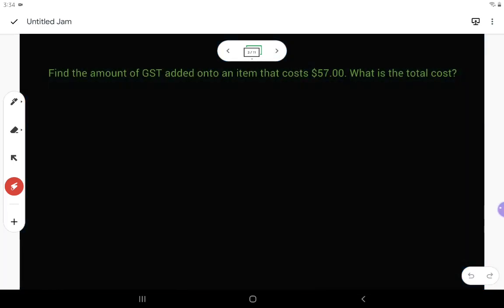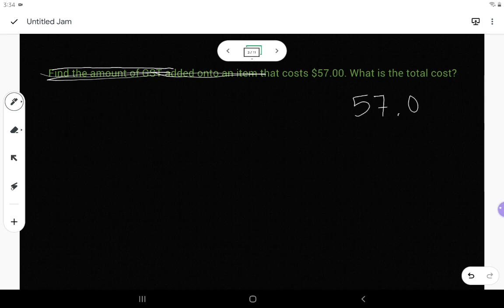Okay? Now, that's something to keep in mind. If I'm actually not asking you how much is the GST, so let's say I don't ask this part where I say find the amount of GST added onto an item. If I got rid of that and I just said what is the total cost, anytime you buy something new, I have to take that $57 and I have to add 5% on. So I want you to think about this. On the last slide, we took our $57 and then we added on $2.85.